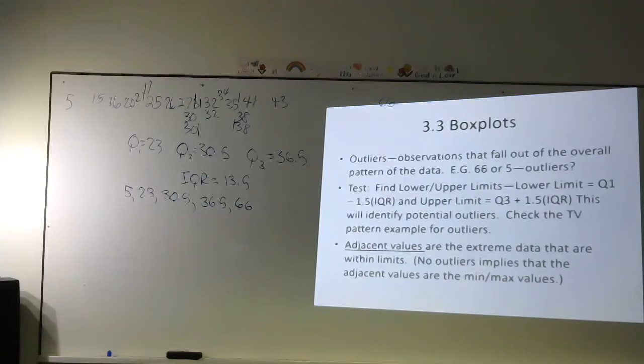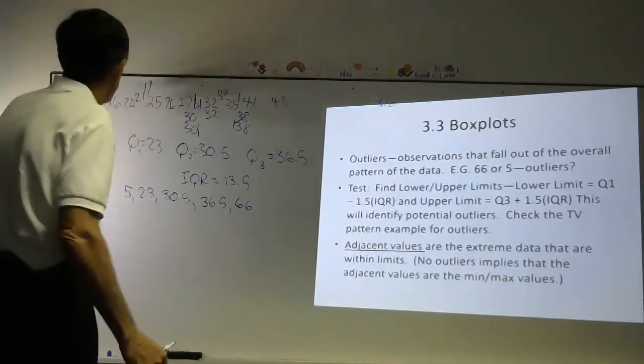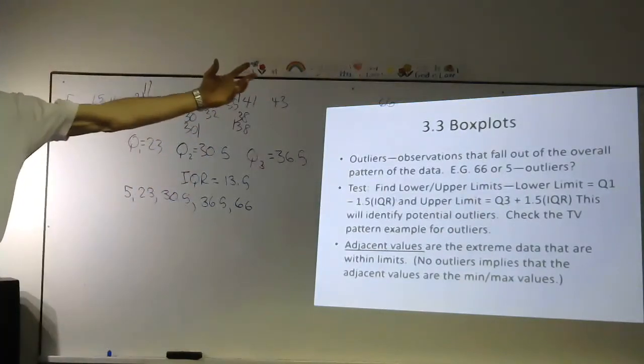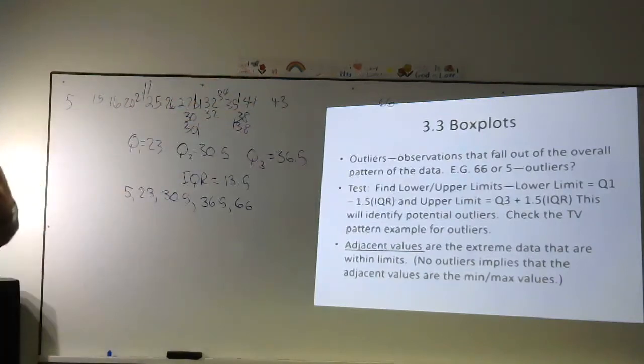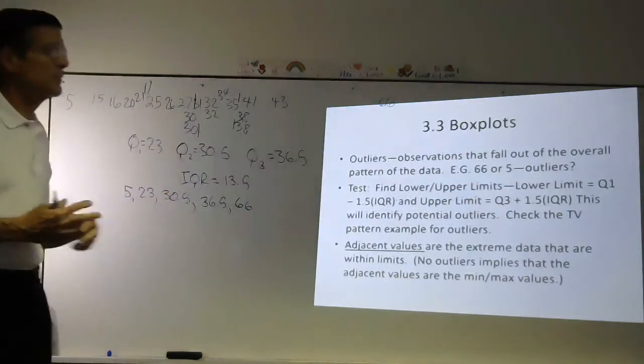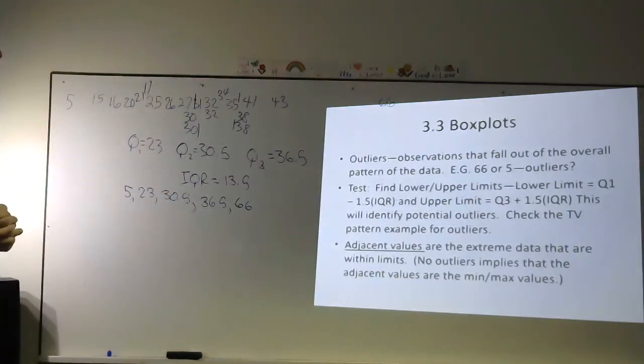Now, we want to talk about this 66 and possibly the 5. They're way at the ends. Is it possible that they're an outlier that really doesn't have anything to do with the rest of the data? We need to talk about that. So we're going to find the lower and the upper limits to see if they really are.